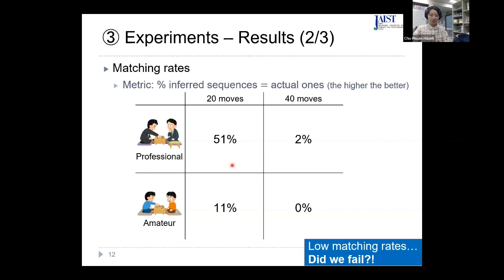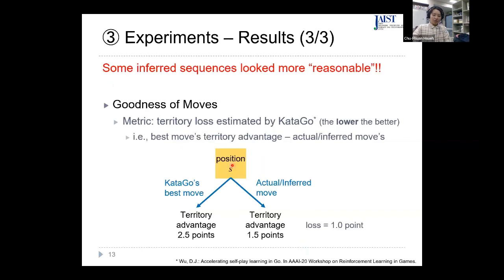But wait, did we fail? Well, I want to say no, because when we review the inferred sequences and compare them with the actual sequences, we find that some inferred sequences look more reasonable than the actual ones. So for the next metric, we want to quantify the reasonableness.